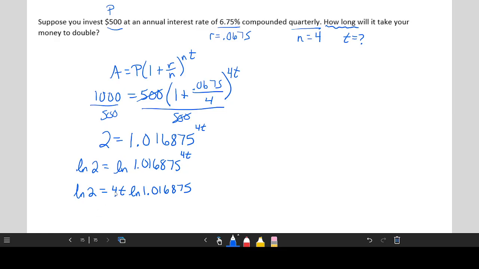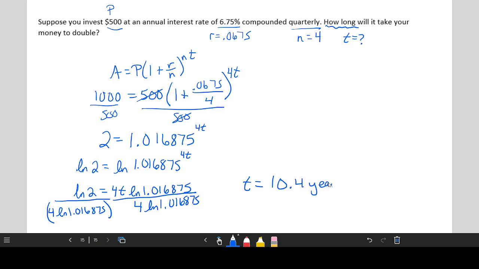And now we have 4 times t times another number. So to solve for t, we're going to divide both sides by the other numbers. Now you can divide by one of those numbers at a time, or if you want to do it all at once, like what I'm writing here, just make sure that you put that denominator in parentheses. Otherwise, if you type all that in your calculator at once without the parentheses, your calculator is going to think that the natural log is in the numerator. And so we get about 10.4 years.